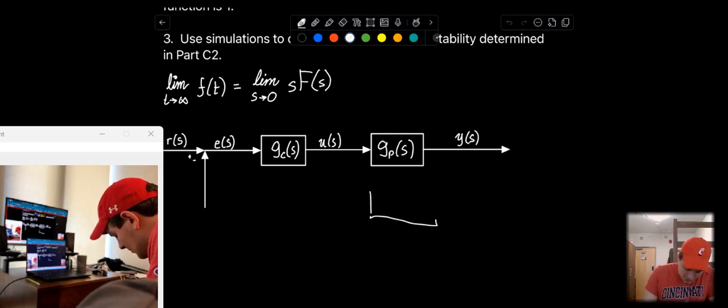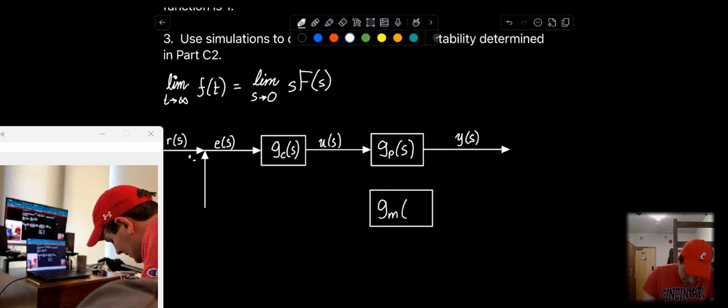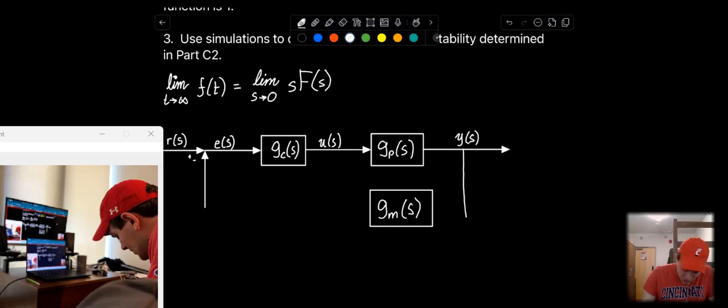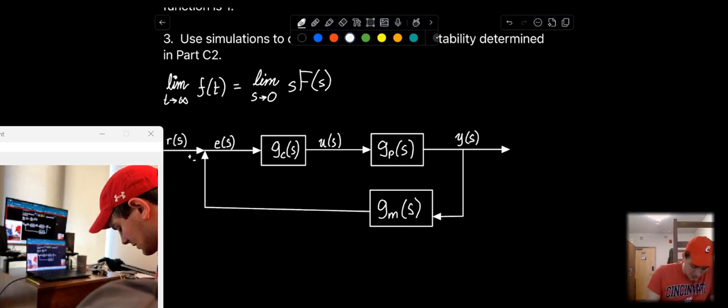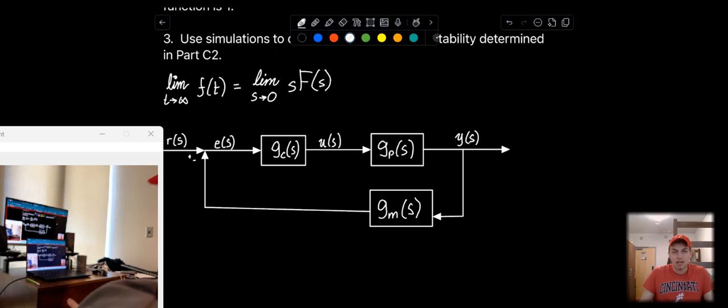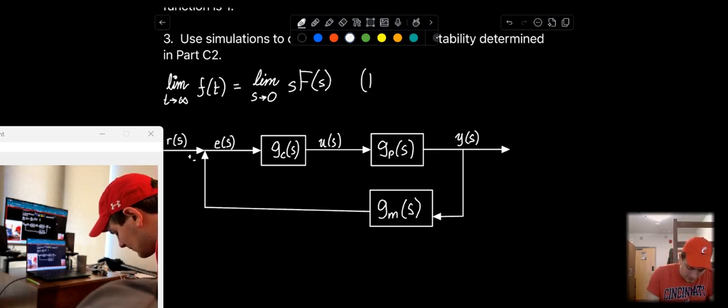Sometimes, and this isn't going to be particularly pertinent to this video, as we're told to assume that this block will be 1. However, generally, our measurement device, or GM, will also have a gain associated with it. And so that block there represents our measurement. That is a generic control block diagram for any process. Using prompt 1, let's denote what specifically we know about our process to apply this final value theorem here.